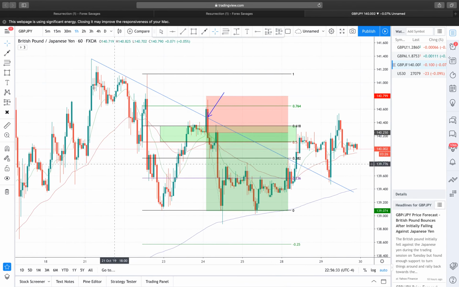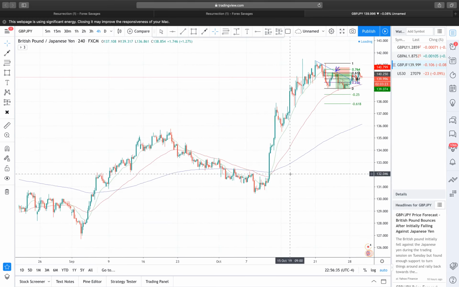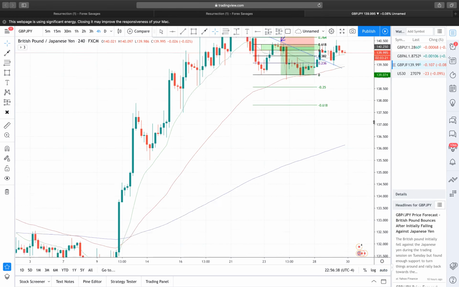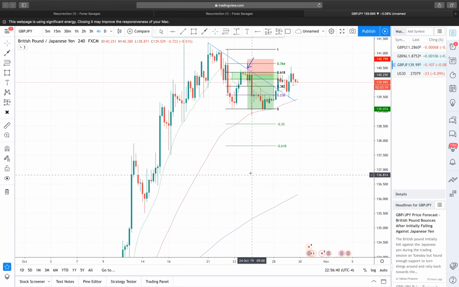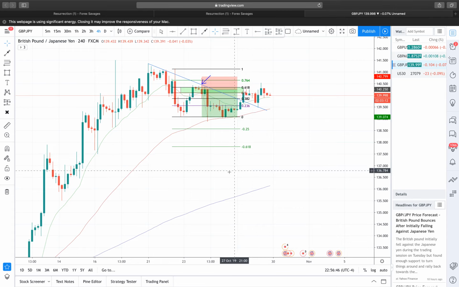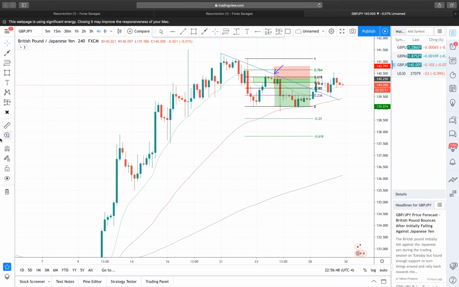So let's go back on the 4-hour, and let me give you more examples of how I use my trend lines in confluence with my Fibonacci's. Let's draw a trend line here.